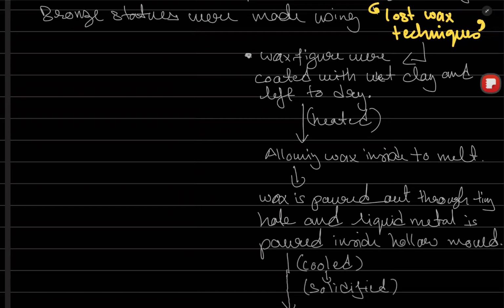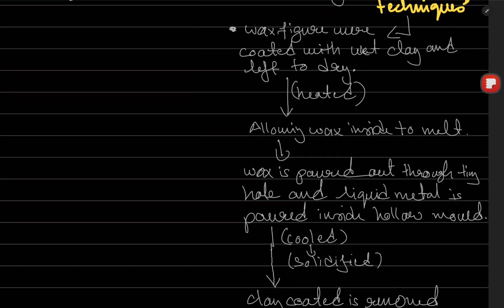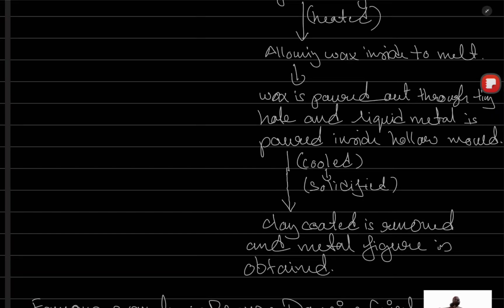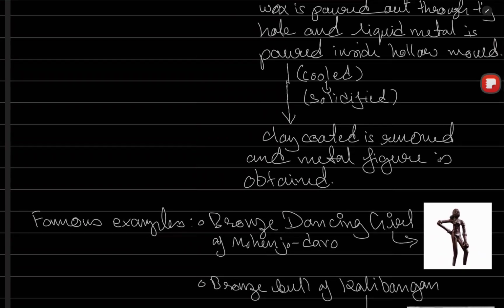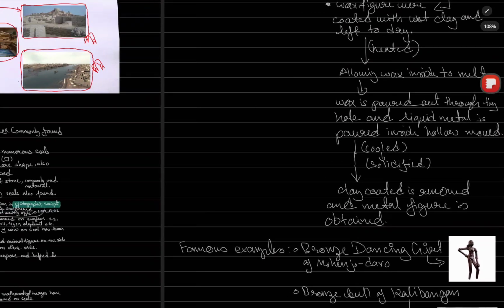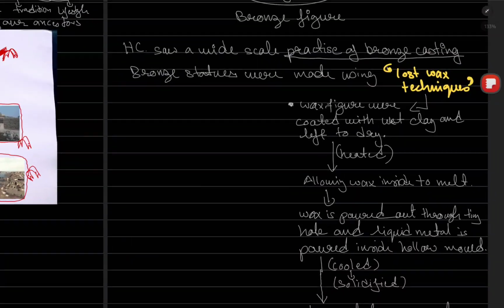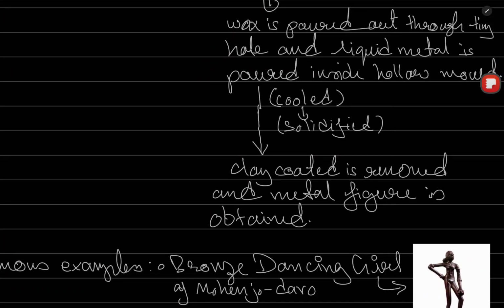So let's understand. See, basically a wax figure was coated with wet clay and left to dry. It is heated and allowed the wax inside to melt. After heating, the wax inside the clay will melt, okay, and the wax is poured out through a tiny hole, and liquid metal is poured inside the hollow mold, which is cooled and solidified. Then the clay coating is removed and the metal figure is obtained. So this is how the lost wax technique is basically used to make the bronze figures.